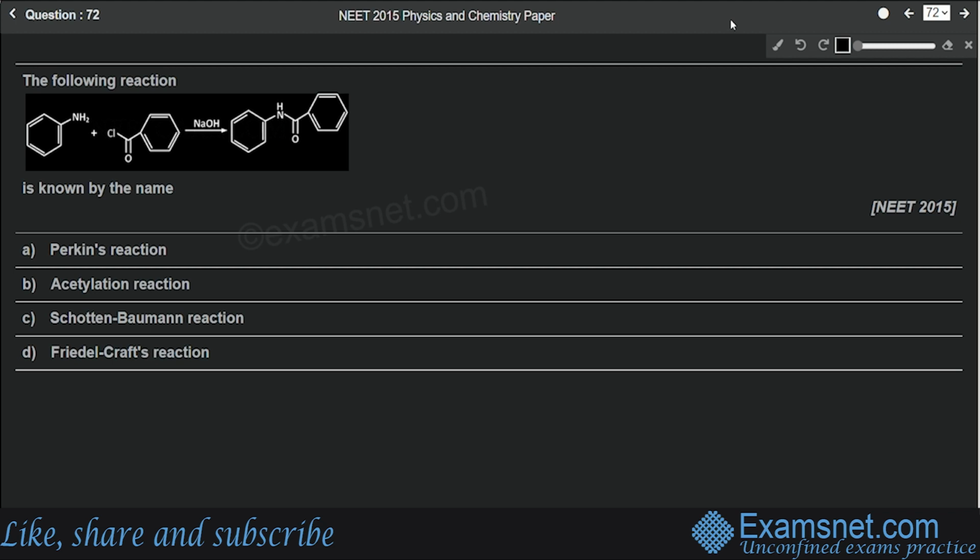Question number 72 is from the chapter amines, and the question is, the following reaction is known by the name. So if you look at the reaction, you can see that one of the reactants is amine, second one is benzoyl chloride, okay, and as a result an amide is formed. So here benzoyl group has been added to the amine, right? This is simply benzoylation and the specific name of this reaction is Schotten-Baumann reaction, okay? So option C will be the correct answer.